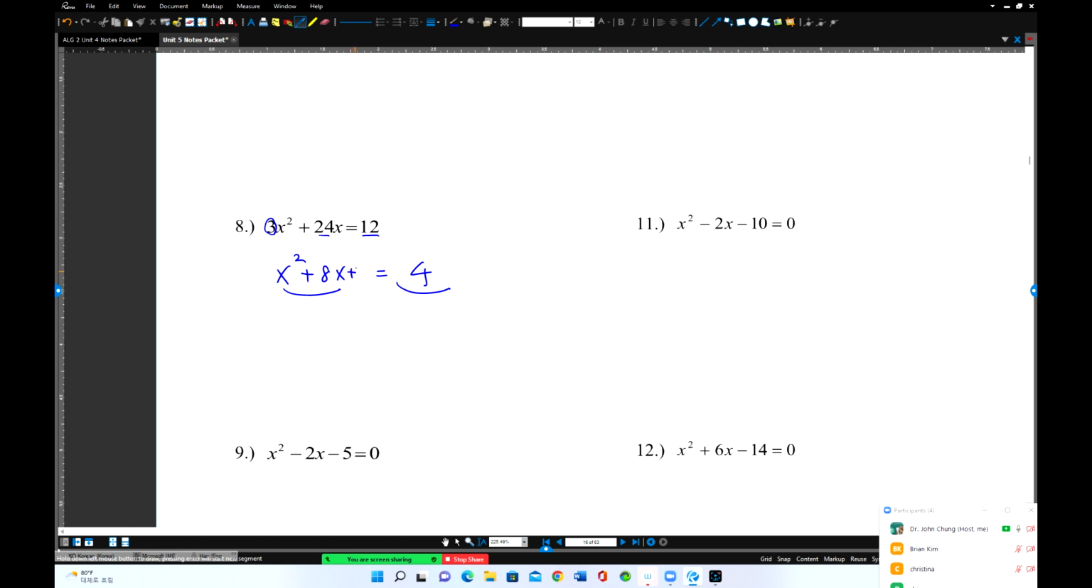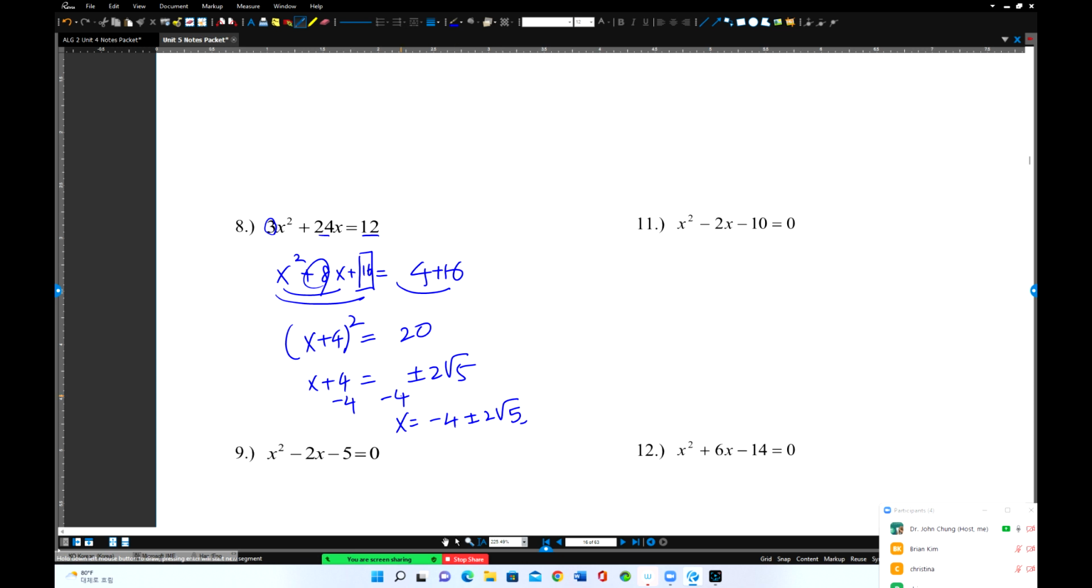But this number is how much? 8 divided by 2 squared is 16. You can add a 16 to the right side. This is what squared? Half of this number. X plus 4 squared equals 20. Square root. X plus 4 equals what? Plus minus 2 root 5. It's okay. After that, you can subtract 4 there. So x equals negative 4 plus minus 2 root 5. Okay.